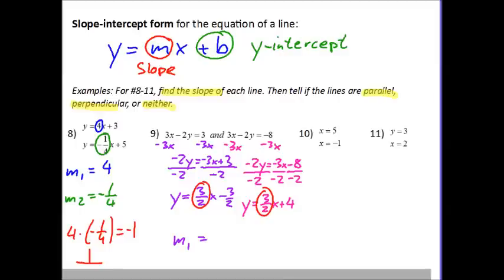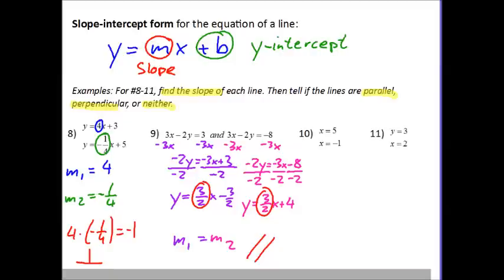M1 is equal to M2. These two lines are parallel. Okay, looks good. I'm going now to number 10. x is equal to 5, x is equal to negative 1.